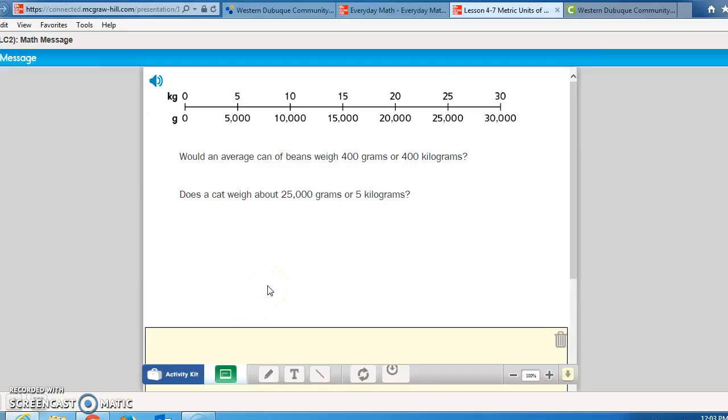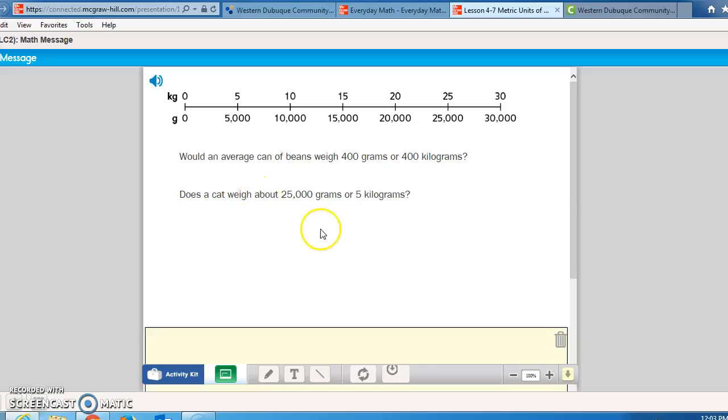Turn to Math Journal page 124 and take a look at the scale that they gave you comparing kilograms to grams. So pause the recording now until you get to page 124. It said, would an average can of beans weigh 400 grams, so 400 of the paper clips, or 400 kilograms, which would be 400 half gallons of milk? Well, hopefully you're realizing that there is no way an average can of beans would weigh 400 kilograms. So it would be 400 grams.